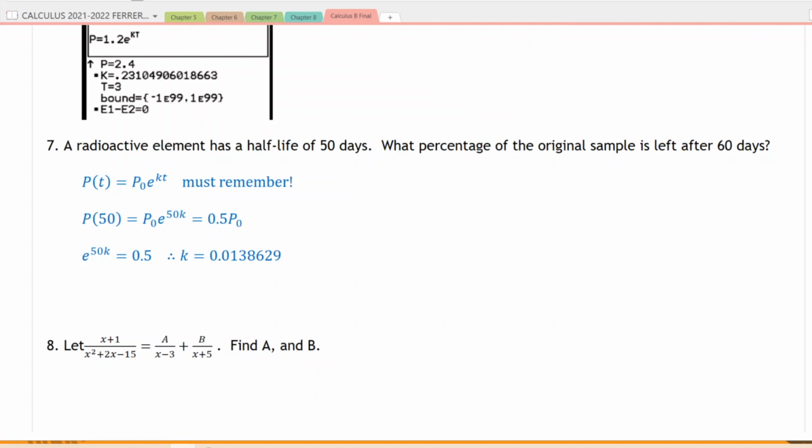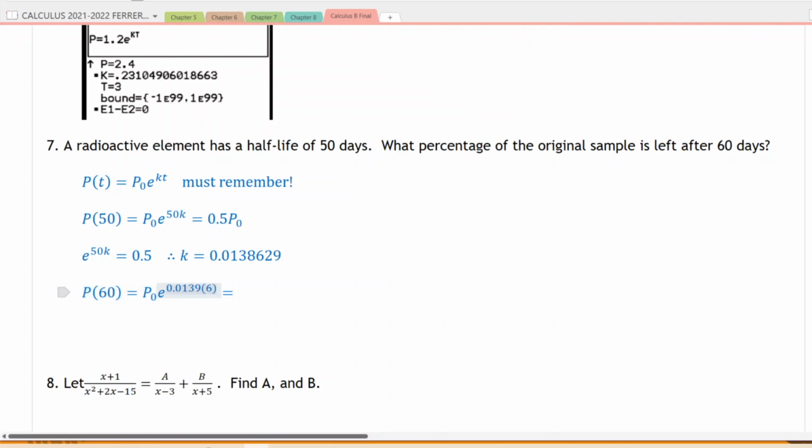With my value of K, I'm now ready to complete this problem. So let's write down exactly what equation we're going to be solving. Putting in our 60 and our K, what happens here is we don't have an initial amount, so this has to equal something. And if I want to know what percentage is left, usually a wise choice for P naught would be 100. That means whatever comes out here is going to be the percentage.